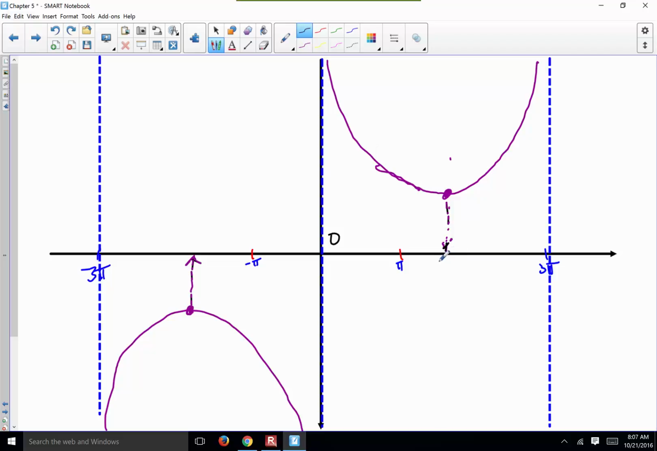Where do you think it is? Yeah, it should be between 0 and 3 pi, right in the middle. So add 0 and 3 pi, take half, it is 3 pi over 2. And this other one is going to be right between these two. It's negative 3 pi over 2. Okay?